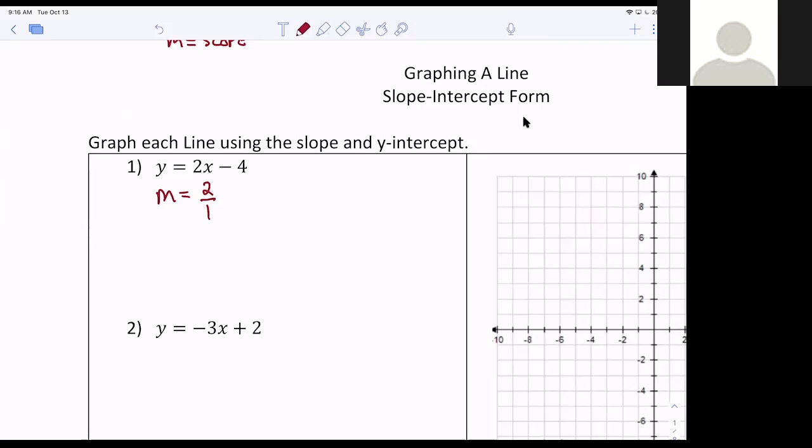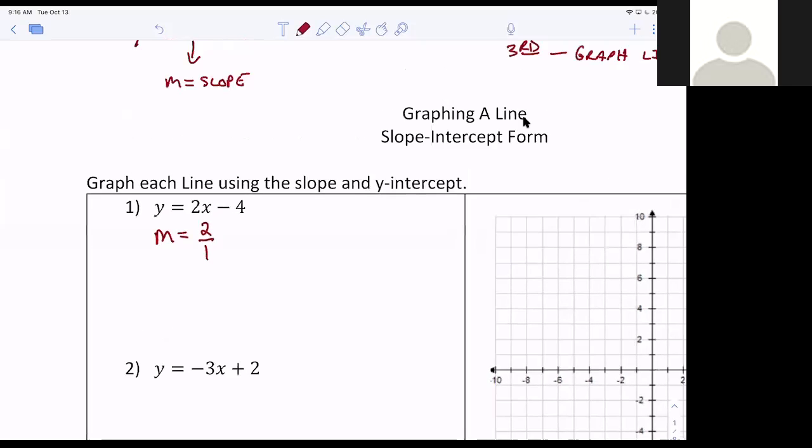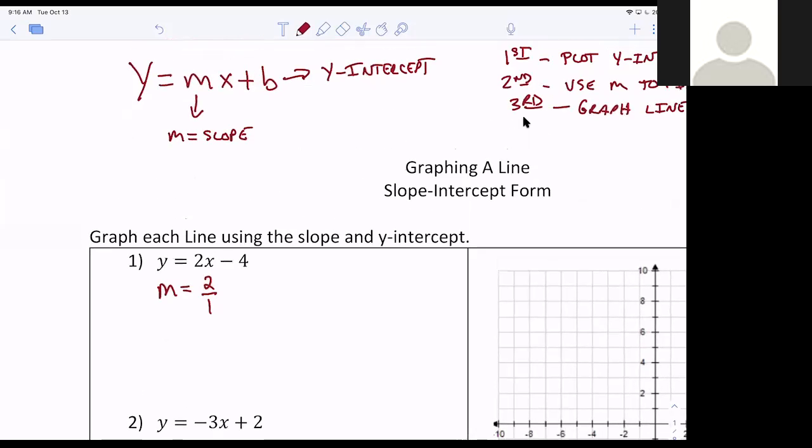Now's the time to speak up if you don't know the slope is 2 over 1. Now, someone should be able to tell me what's the y-intercept. Y-intercept is what? Negative 4. Come on, just speak up. It's okay to be wrong. I'd much rather you say something than just sit here.